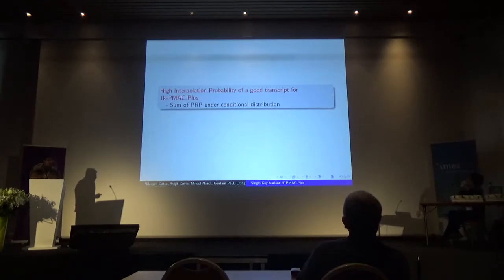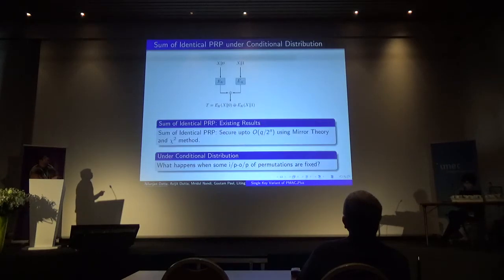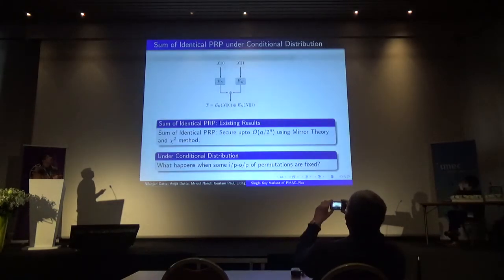Now for the high interpolation probability of the good transcript for 1K PMAC plus. We are done with bounding the bad cases. Now we have to show the high interpolation probability for the good transcript. This we obtain with the sum of PRP under some conditional distribution. So basically the sum of identical PRP under conditional distribution. So the result holds for the sum of identical PRP.